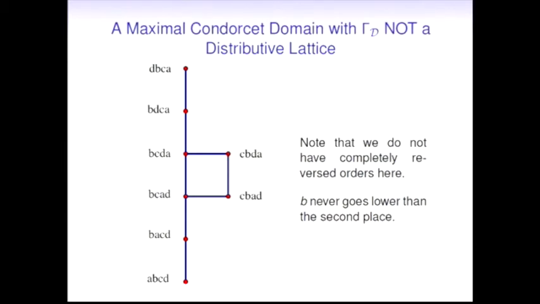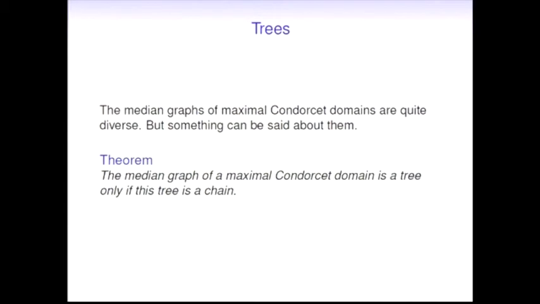And it's not a distributive lattice. Okay, well, an interesting thing is that we started to look at the single crossing condition on trees, but eventually we were disappointed. We now feel not so good about trees, because it appears that the median graph of a maximal Condorcet domain is never a tree unless it's a chain. So now we feel that the more natural object is a median graph rather than a tree.